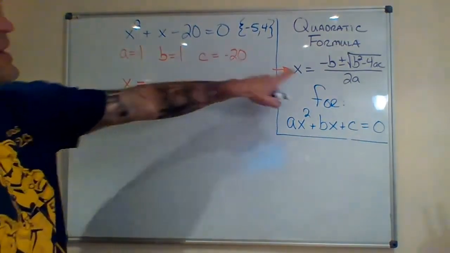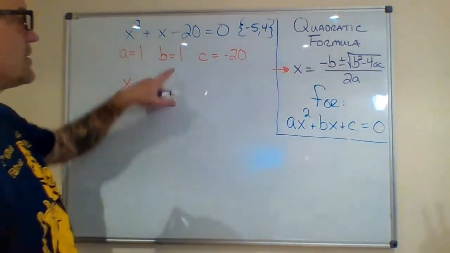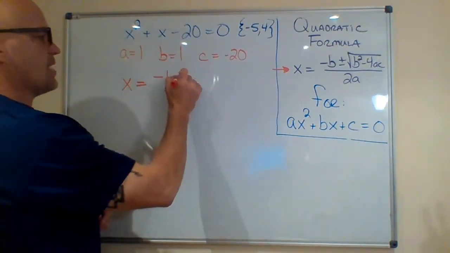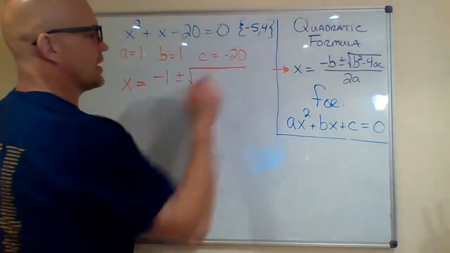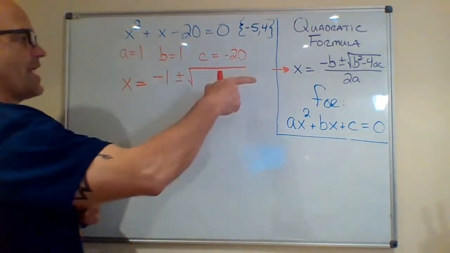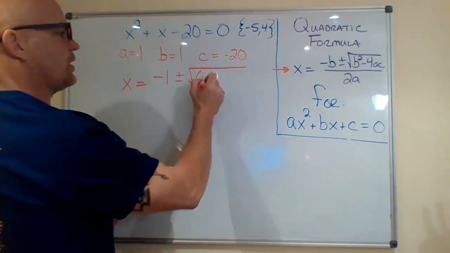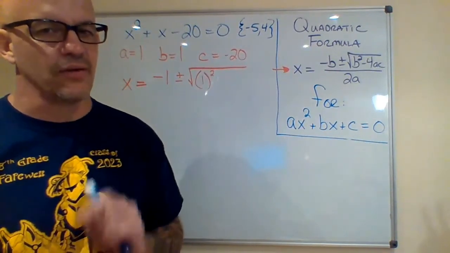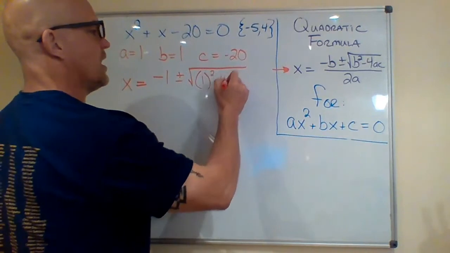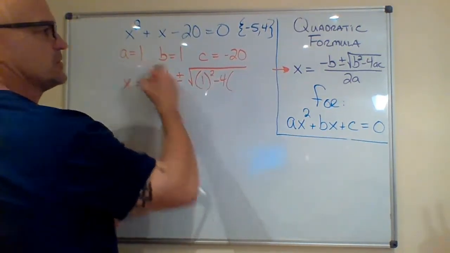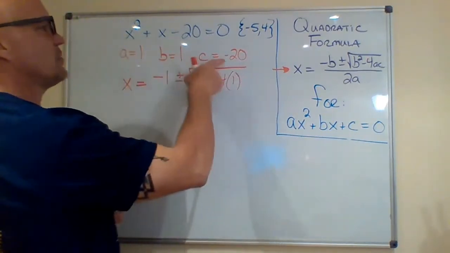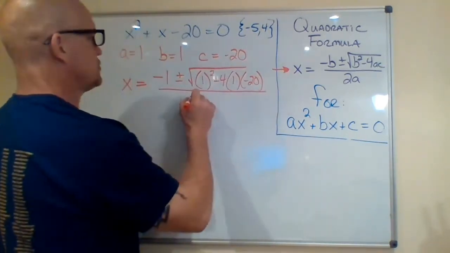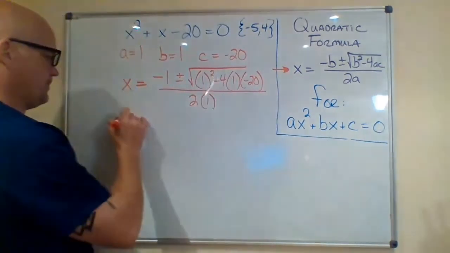So when I look at that, the formula says the opposite of b. Since b is 1, the opposite of b would be -1. Plus or minus, then you have your big ugly square root. It's actually called the discriminant. So now we're going to do b squared, which is 1 squared. Notice I'm using parentheses. That will be very necessary if b is a negative value. Minus 4 times, there's more parentheses, my a value is 1, my c value is -20. And that is all over 2 times a, which is 1.